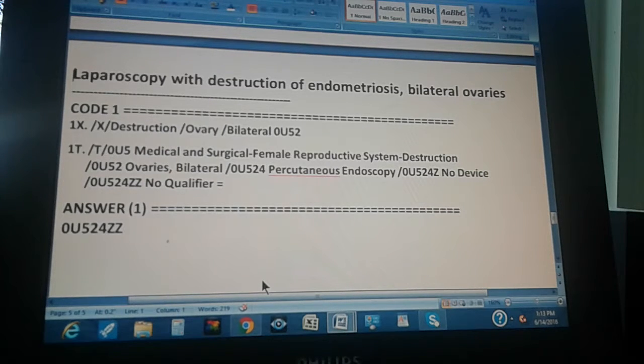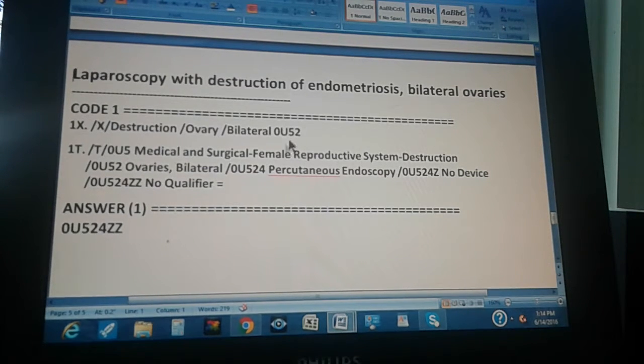It is a laparoscopy with destruction of endometriosis, and it's bilateral ovaries, and there's only one code. The code through the index is found like this. First you go to the index. Then you go to destruction. We're destroying the scar tissue, so it's destruction, and then you go to ovary, which is the body part, and you go to bilateral. There's left, right, and bilateral. In our case, it's bilateral because we have the bilateral ovaries. So what code do we get? We get 0U52. That's what we get from the index.